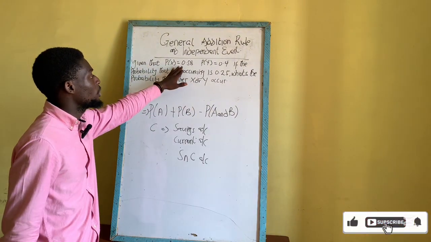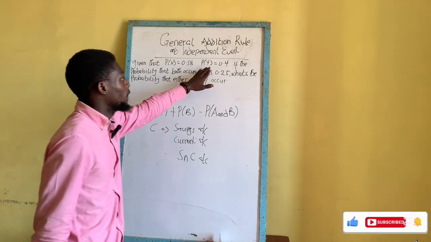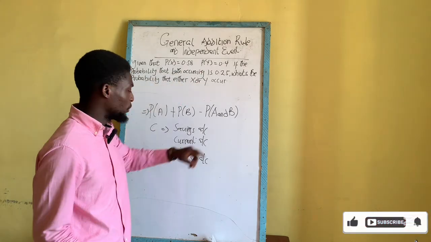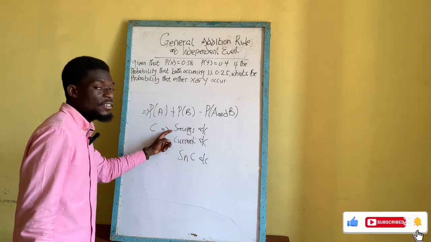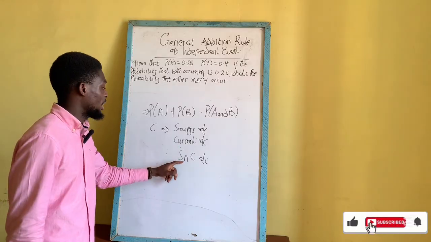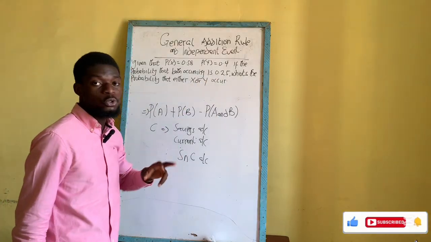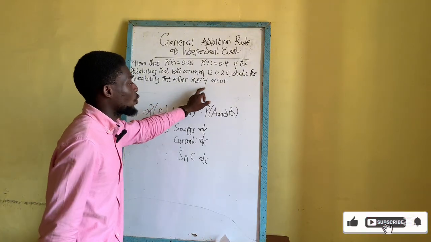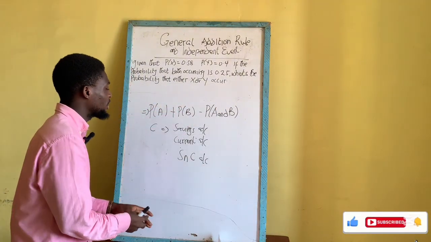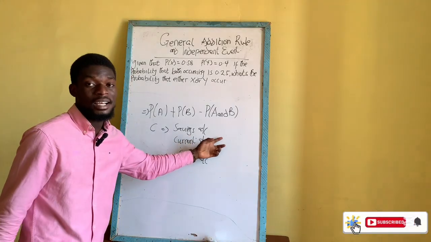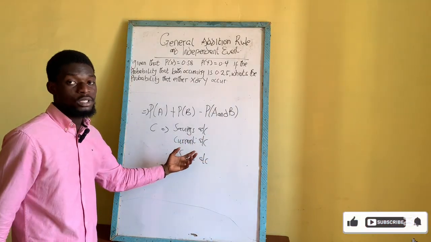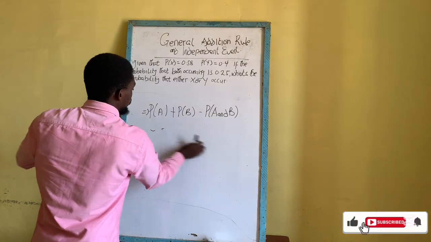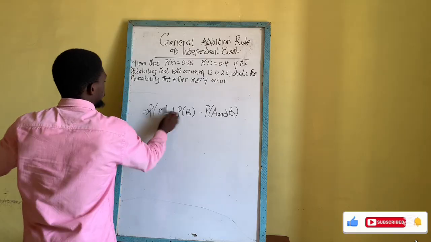Given that the probability of X is 0.5 and the probability of Y is 0.4, and the probability of both occurring, that's the person having both a savings account and a current account at the same time, is 0.25, what is the probability that it's either X or Y? So what is the probability that the person is having a savings account or a current account? We are going to use this particular formula on the board to solve this question.